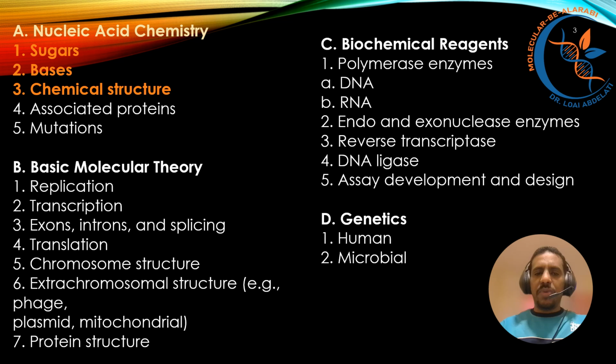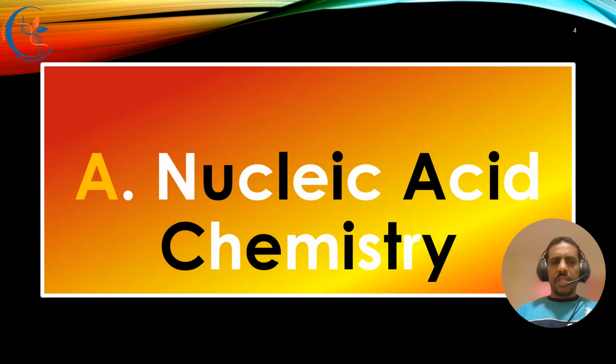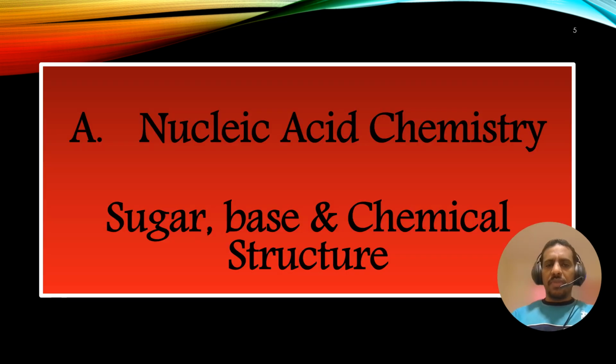Here is the fourth section of the molecular science part, which includes nucleic acid chemistry, basic molecular theory, biochemical reagents, and genetics. As I said, these topics collectively make up 20 to 25% of the total molecular biology ASCP exams. All right. So let's begin with the first topic, nucleic acid chemistry. In the first part of nucleic acid chemistry, we'll explore MCQs on the sugar, nitrogenous bases, and chemical structure of DNA, where we will find the correct answer together and explain them in detail.